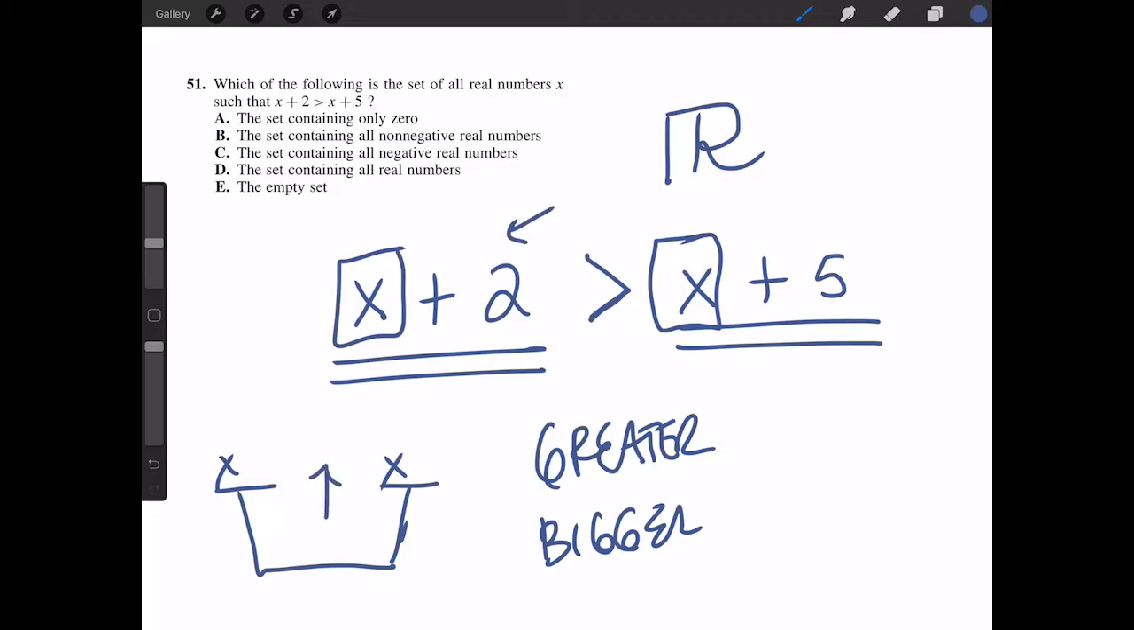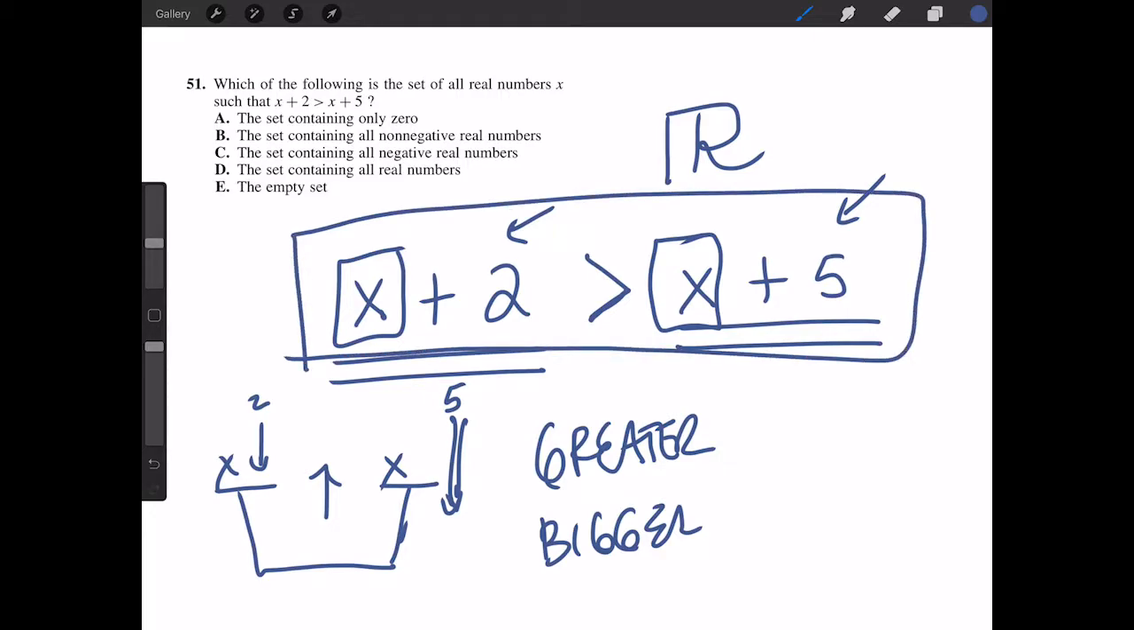Now, what happens when you add 2 to the left side? Well, you're adding more weight to the left side. But then look at the full expression on the right side. You're actually adding more. You're adding 5. So can this ever happen? Can x plus 2 ever be greater than x plus 5? Not if we're using the real number system.